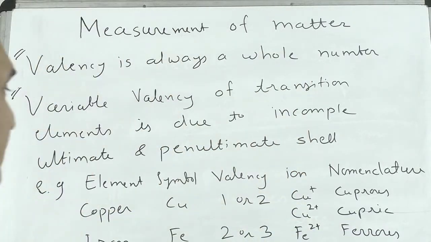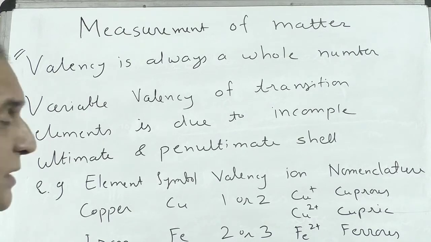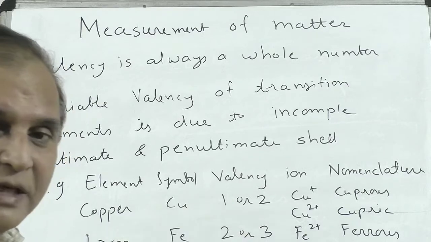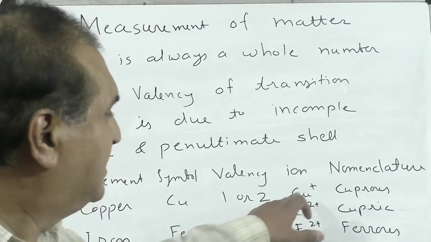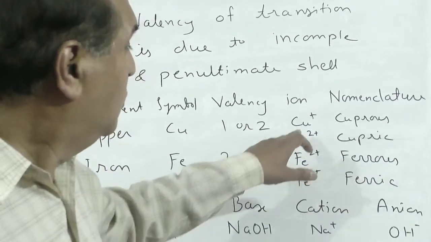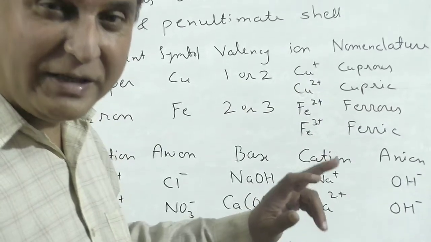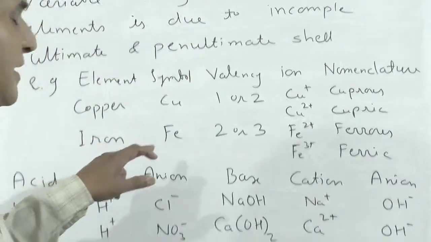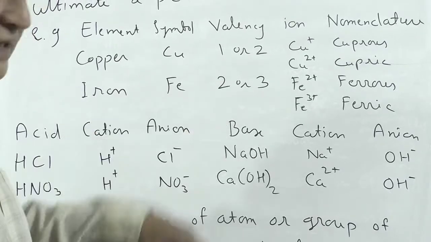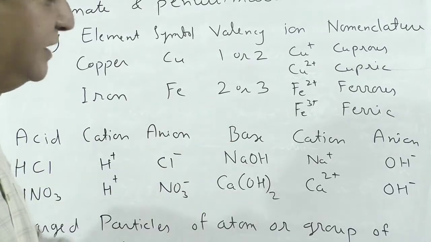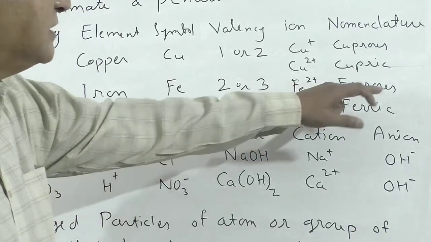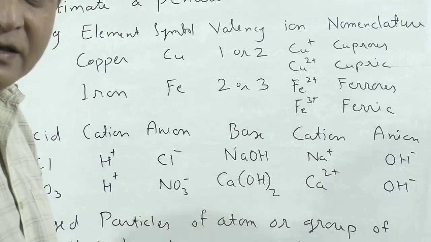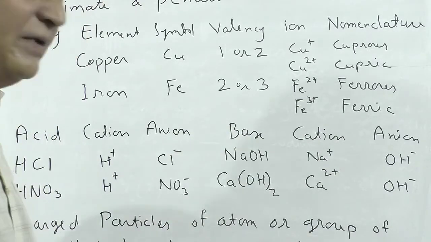For example, copper, last 2 shells incomplete, symbol Cu. It shows valency sometimes 1 or sometimes 2. 1 is Cu+, that is cuprous, OUS. 2+ is cupric, IC. Just the name changes, and of ions. Iron, Fe, 2 or 3, sometimes it shows 2, sometimes 3. Fe2+, lower valency, OUS, ferrous. Higher valency Fe3+, that is ferric, IC. Understand the difference?